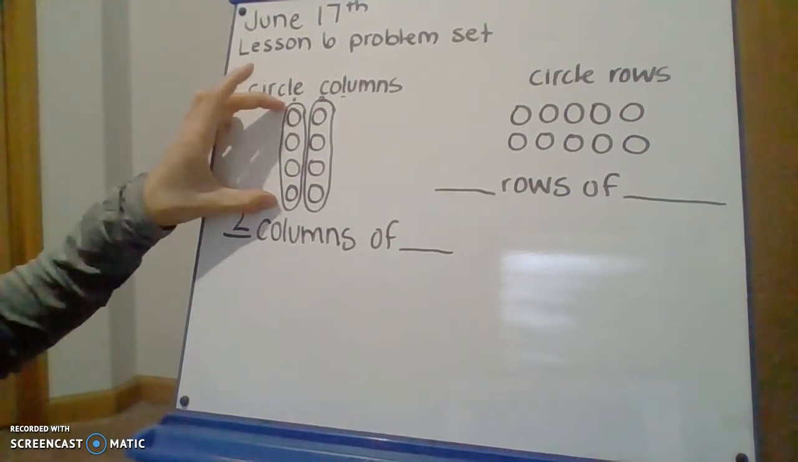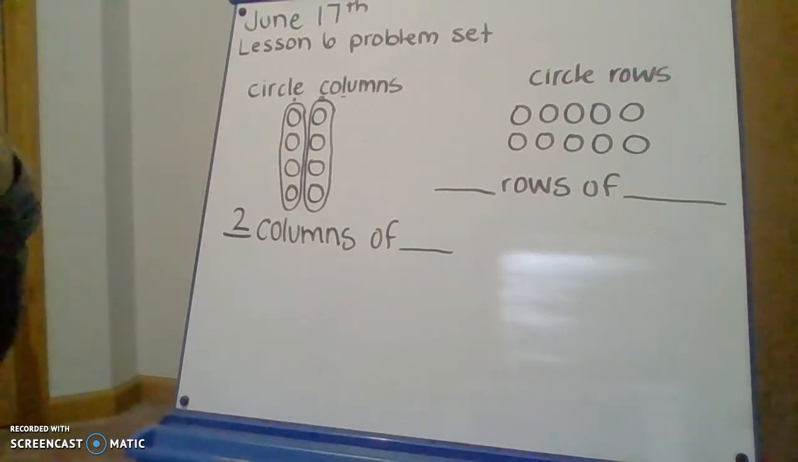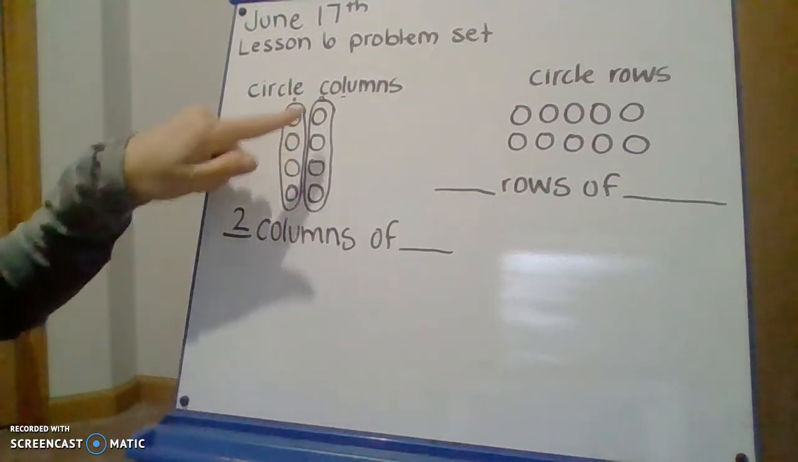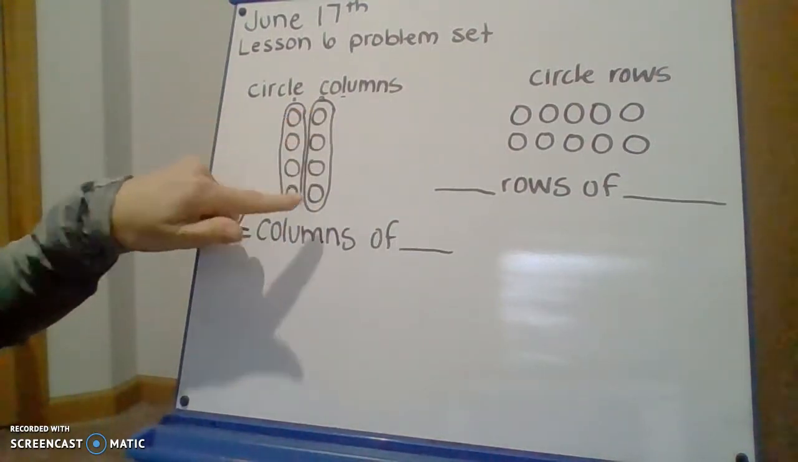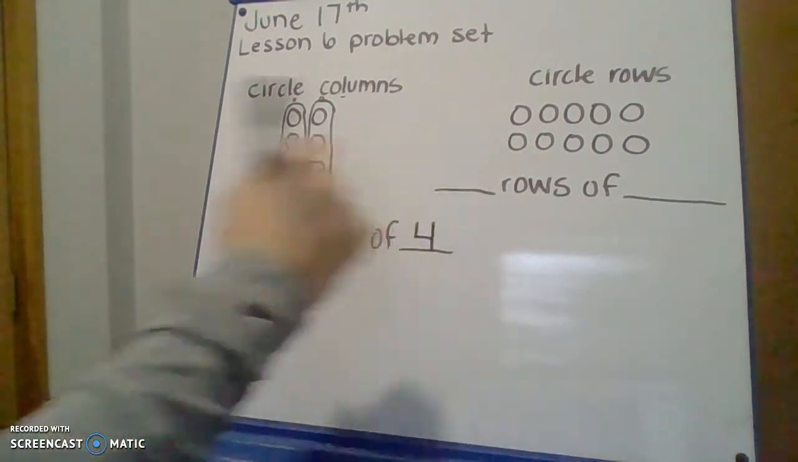So in this circled column that I did, I have 1, 2, 3, 4 circles, and I like to just make sure that my other column has the same amount of circles. So in this second column, I have 1, 2, 3, 4 circles. So there are 2 columns of 4 circles.